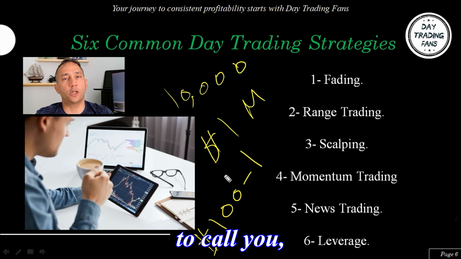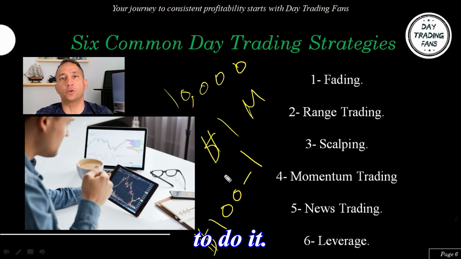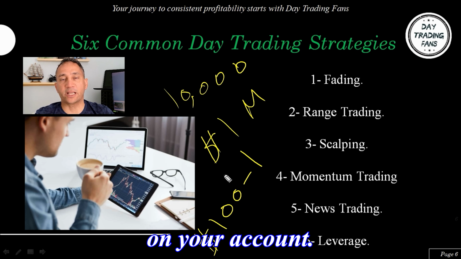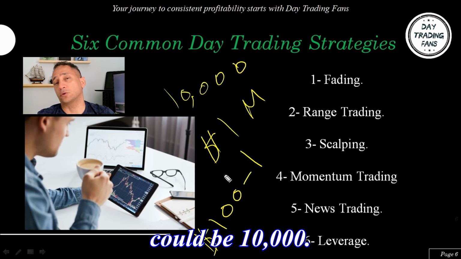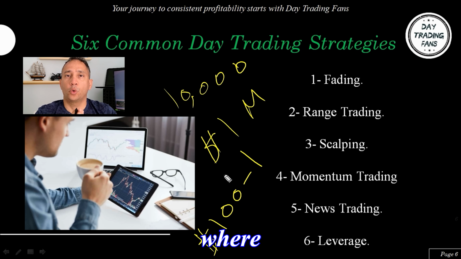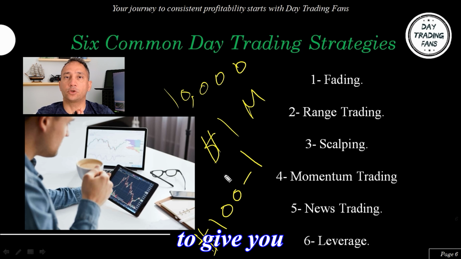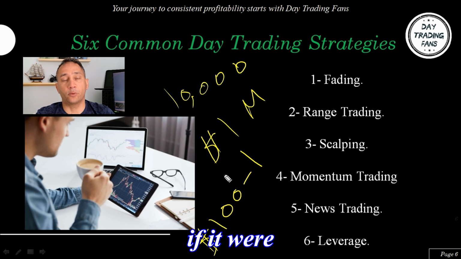Some of them try to call you. Most of them just liquidate. It's automatic. They don't even wait for a person to do it. As soon as you drop to $1,000, they will liquidate. And it depends, of course, on your account. If you have a $5 million account, because you have $50,000, it could be $5,000, it could be $10,000. So whatever it is, it comes to a point where you have to show them that you're responsible with the money to give you that 100-to-1. If you're not responsible, they will liquidate it.